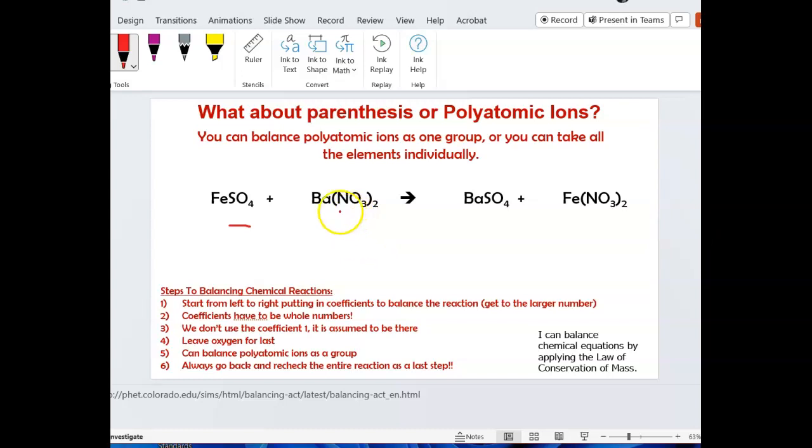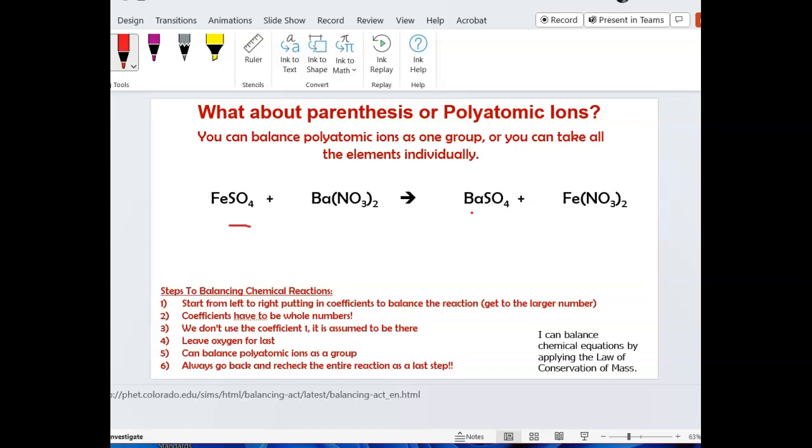Because I have a polyatomic ion here, I'm just going to go right there. And I'm going to take a look. Right now I have 2 whole nitrates on this side. And I have 2 whole nitrates on the other side. So that's okay. I have 1 whole sulfate on this side. Again, there's no parentheses and number on the outside, so assume it to be 1. I have 1 sulfate on the right side. I have 1 iron on the left, 1 iron on the right, and 1 barium on the left, 1 barium on the right. So this reaction is actually already balanced. It saved us a little bit of time that we looked at the polyatomic ions as a group. And so there's nothing I have to do here.